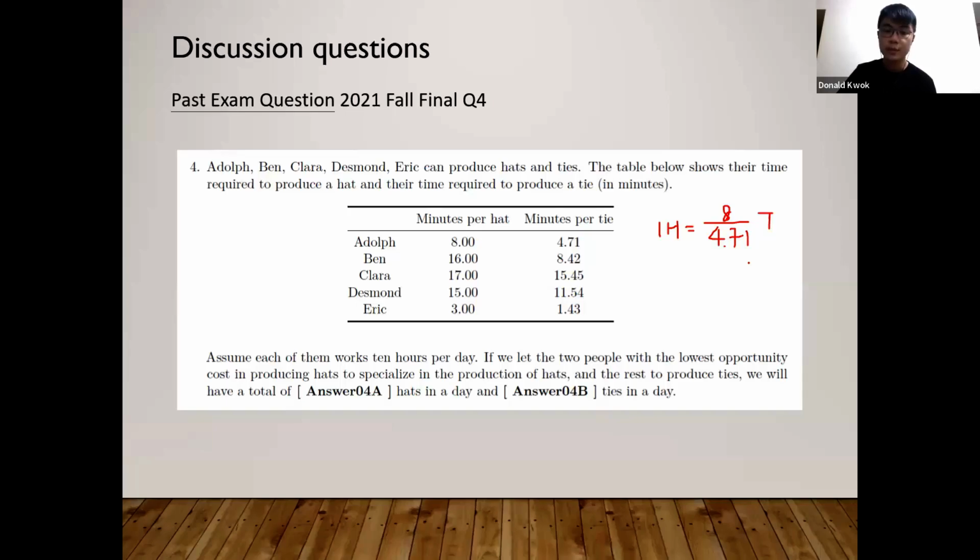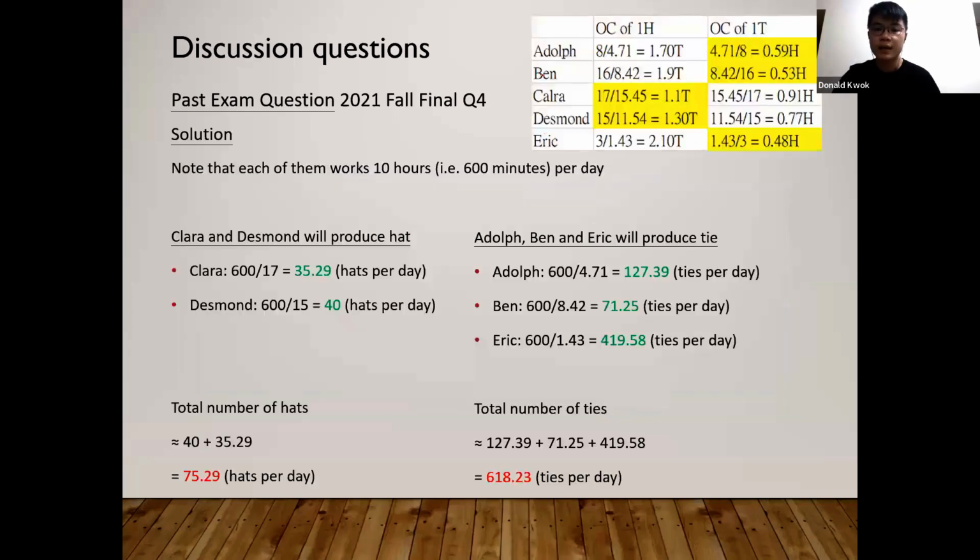And we do something similar for the remaining persons. Let's say for Ben, it would be 1H equals 16 divided by 8.4, which is 2T, and so on. And this is how we can obtain the table here.